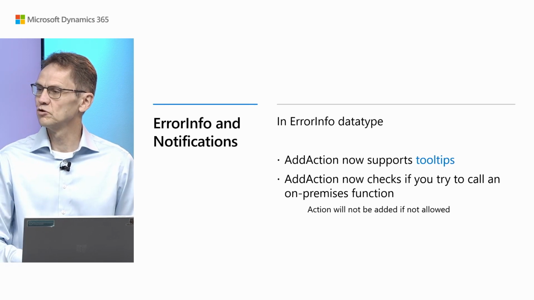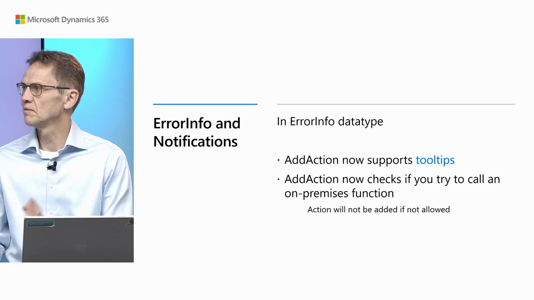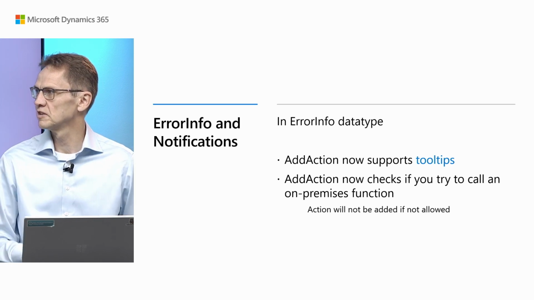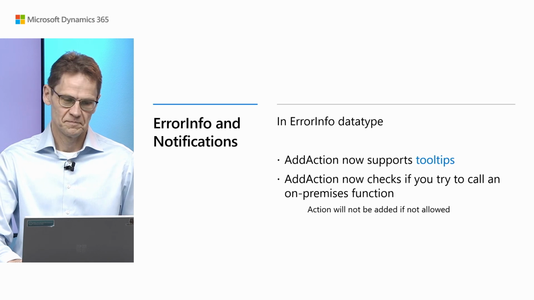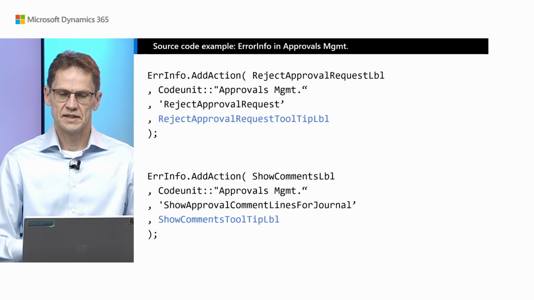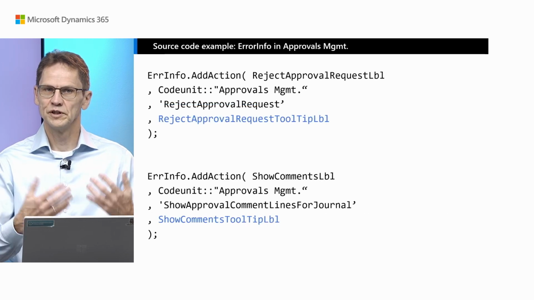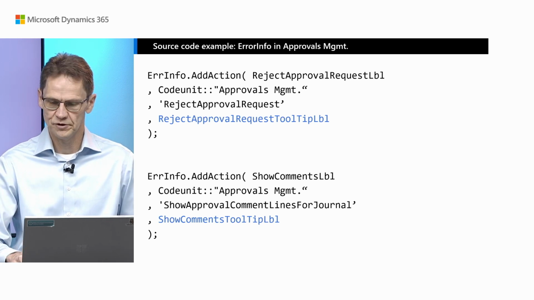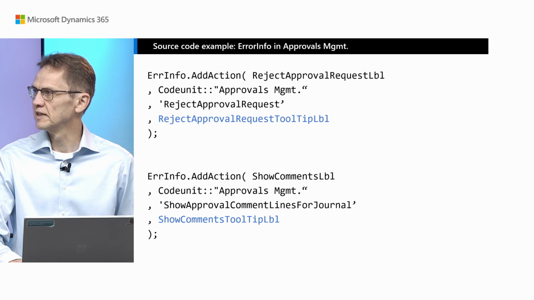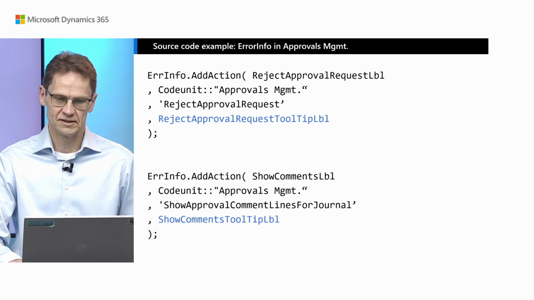If you happen to do that, then the action will simply not be shown because the user does not have permission to interact with this action. This is how it looks in source code, where you simply add the tooltip as the 4th parameter, and then it'll show up in the UI when you hover over the action.